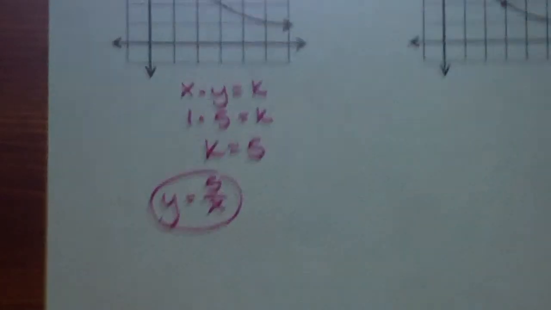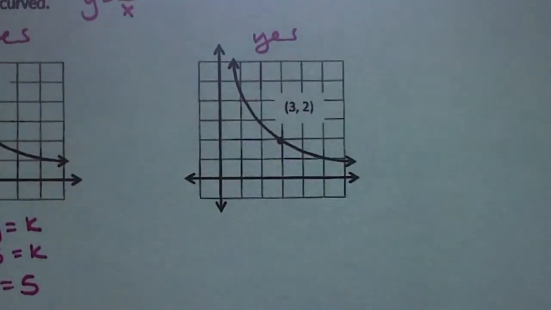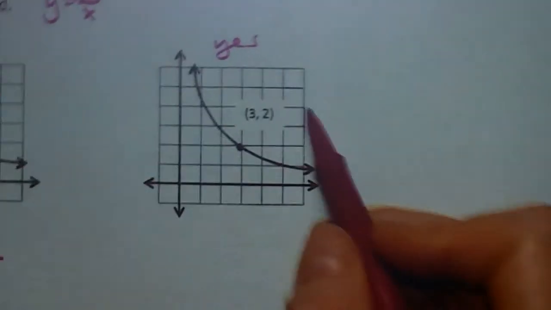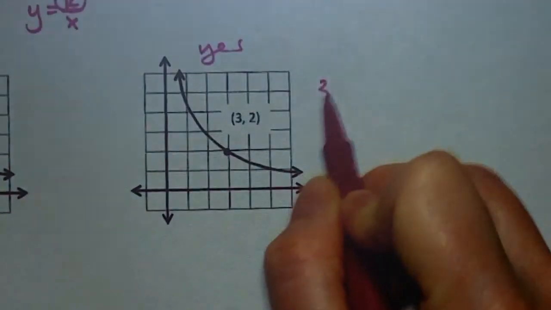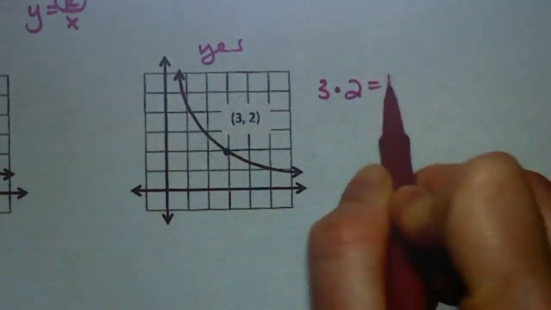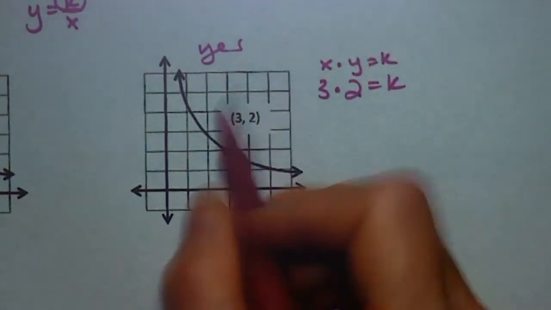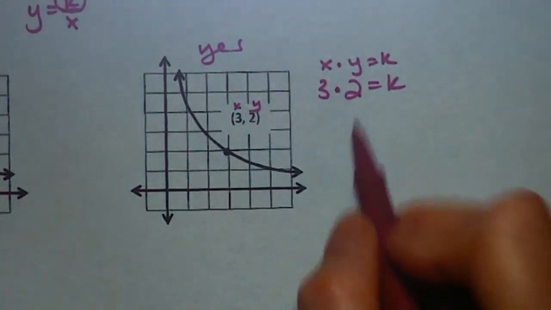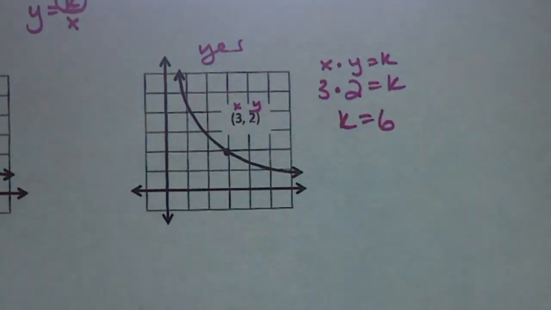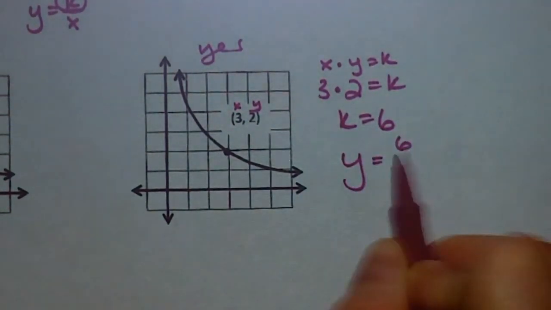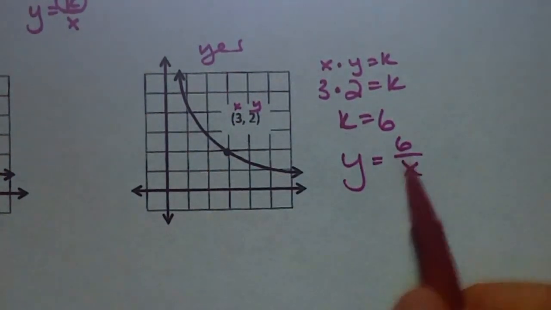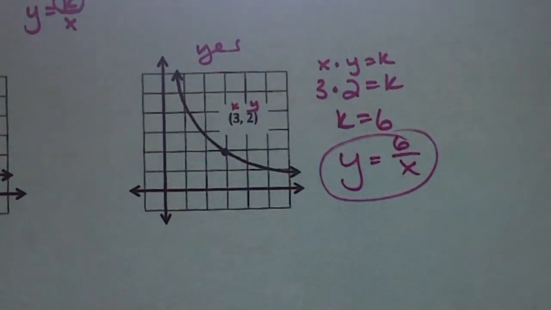All right, take a look at the next one. Maybe hit pause for a second, see if you can figure this one out. I want an equation in the form of y equals k over x. X times y gives me k, right? X times y gives me k. If x is 3 and y is 2, then k must equal 6. So my equation for this graph is y equals 6 over x. We just took it one step further.